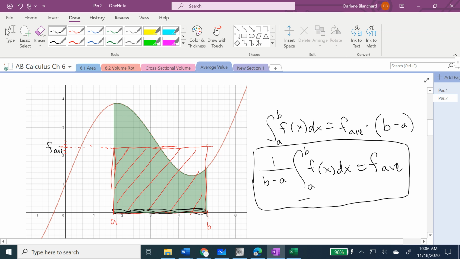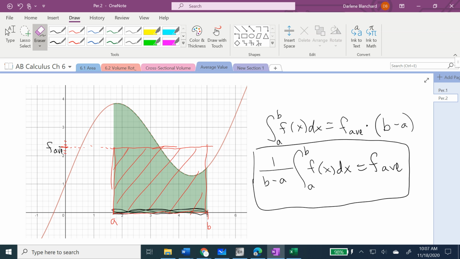this is a very, very important formula. If you want to find the average value of a continuous function from a to b, you integrate that function from a to b. And if you think about it, integrating is like adding a bunch of things up, and then you divide it by the length of the interval. So you can see some similarity to adding up a bunch of finite numbers and dividing by how many there are.